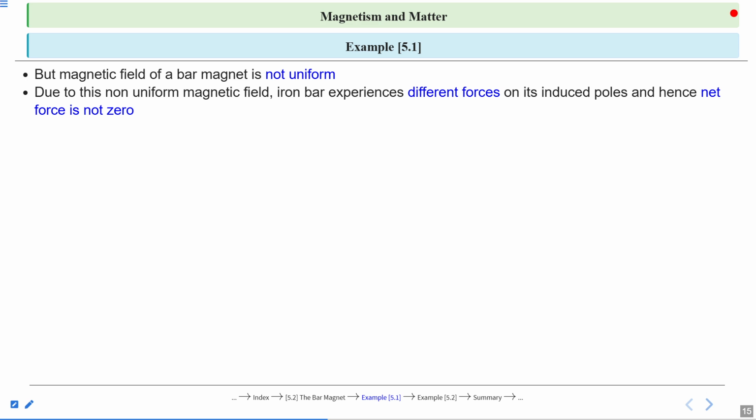The end of the iron nail which is placed near the bar magnet will experience more force than the end that is away from the bar magnet. So both the poles that are induced due to the magnetization of the iron nail will experience different forces. Hence the net force is not 0. The net force on the iron nail is not 0. Therefore, it experiences both net force and torque also.